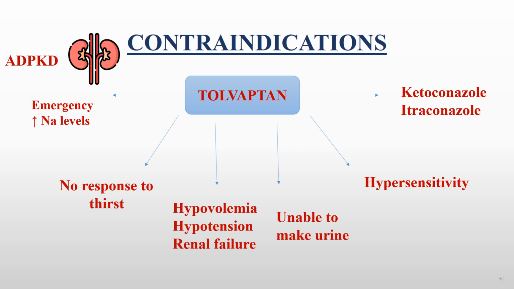Another contraindication of the drug is ADPKD, autosomal dominant polycystic kidney disease. In this condition, cysts are formed within the renal system, resulting in improper ADH secretion. In such a condition, tolvaptan may increase hypovolemia, so it is contraindicated. This drug is also contraindicated in patients who are unable to produce urine, because this drug acts by increasing the water excretion within the urine.